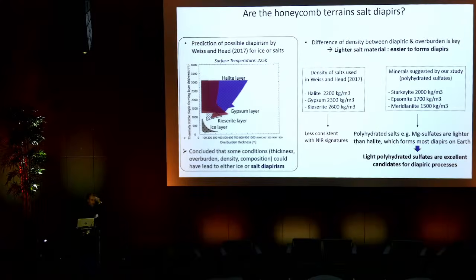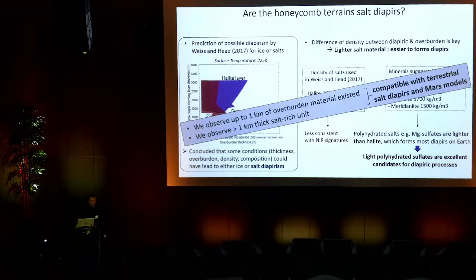If we look at the densities that were used in the paper, they assume halite, gypsum, or kieserite as the salt contenders, and we think that what we're seeing is probably sulfates which have a slightly lower density, which would make it easier for the diapirs to come up. And so we think these are actually good candidates to form diapirs. These sulfates, whatever exact composition they have, they would form diapirs. So in summary, we observe that up to a kilometer of overburden material existed, and we observe what we think are over a kilometer thick of salt at the floor of Hellas Planitia.